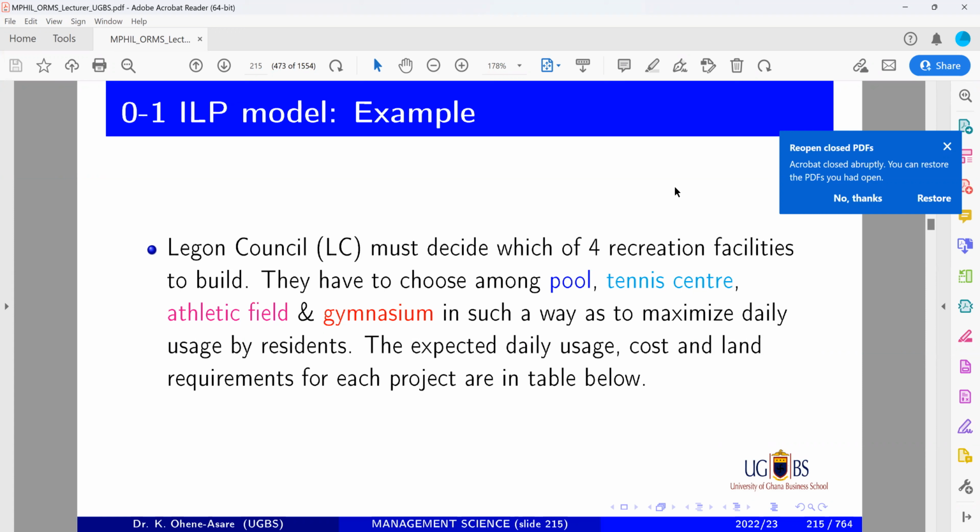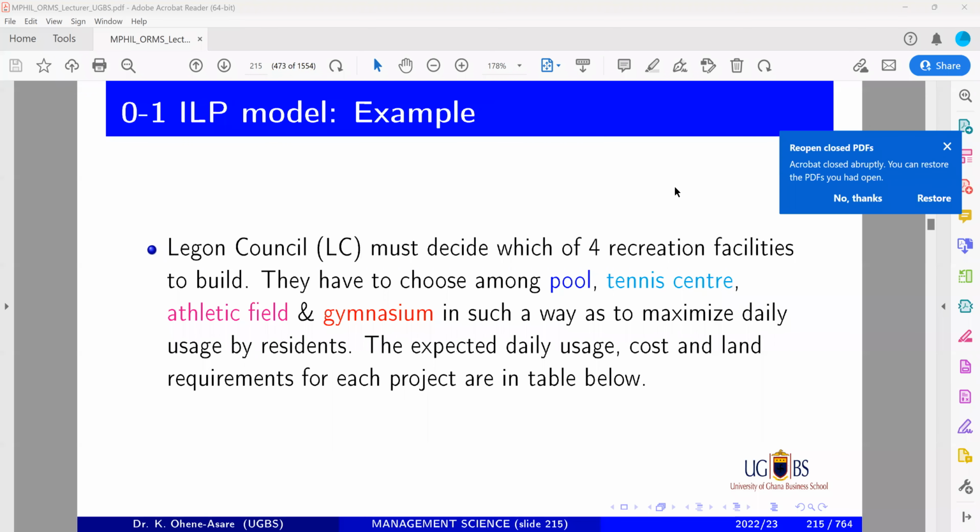Okay, I've got some hands raised. Let me go to Emanuela. Thank you. Please, I think the decision variables will be the construction of either of the recreational facilities. This is because we want to know which of them has to be constructed. So X1 will be the construction of a swimming pool, X2 the construction of a tennis center, X3 the construction of an athletic field, and then X4 the construction of a gymnasium.